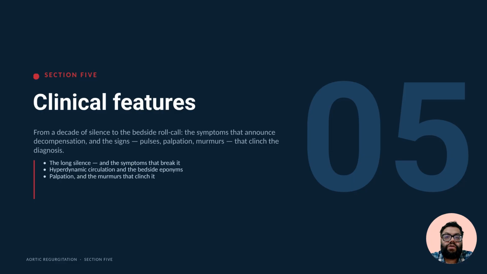Second, the flamboyant signs of a hyperdynamic circulation, all of the famous eponyms, which I will show you, flow from a single number: the wide pulse pressure. Master that one idea and you get Corrigan, Quincke, Duroziez, and the rest for free. Third, we put hand and stethoscope on the chest, the displaced heaving apex and the murmurs that clinch it. Throughout, hold on to the acute versus chronic contrast because in acute disease, all this drama vanishes, and that absence is itself the warning.